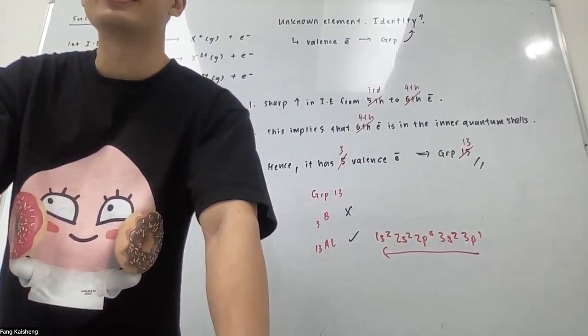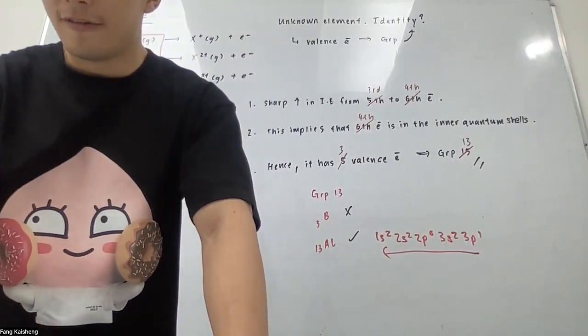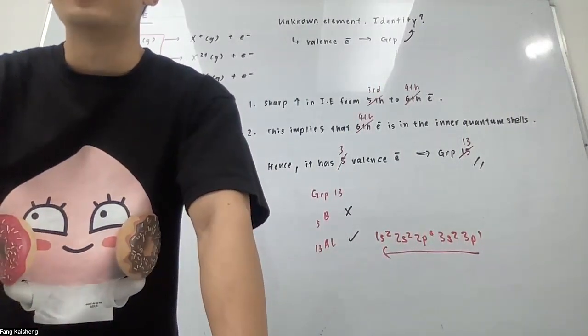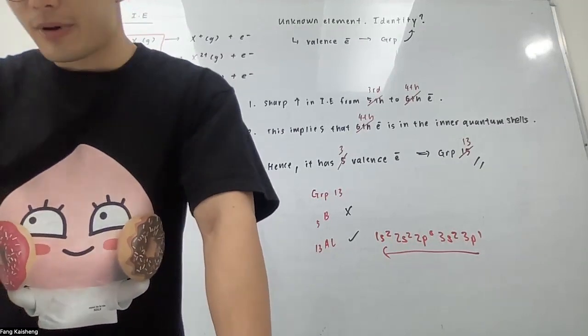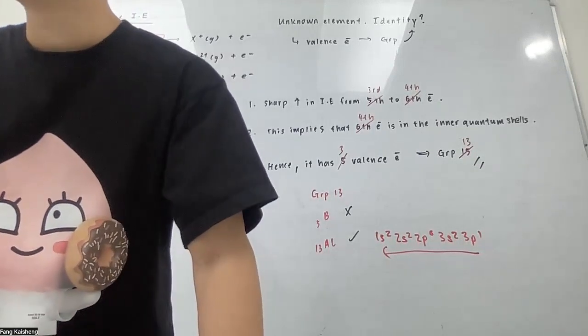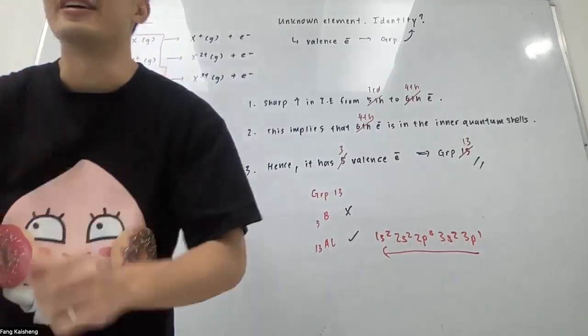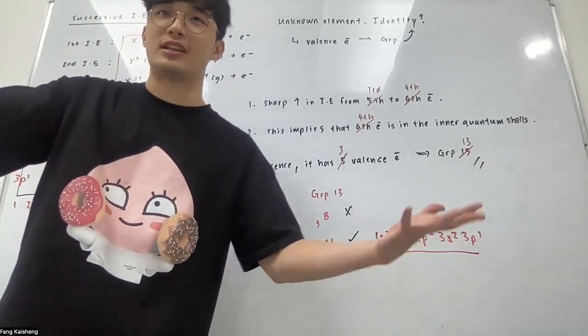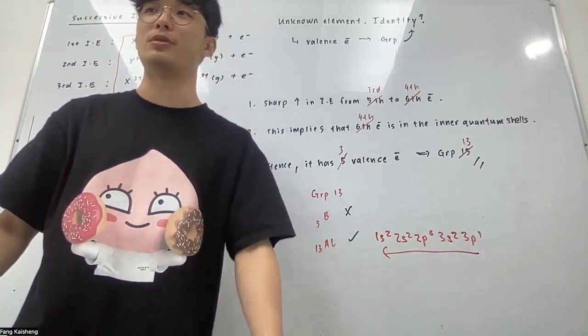Any issues? What's the first question's answer? Group 15. Then the second one is group 14. Nice. So with numbers, you can see which one is the largest jump, but it's not going to explain. It's child's play.